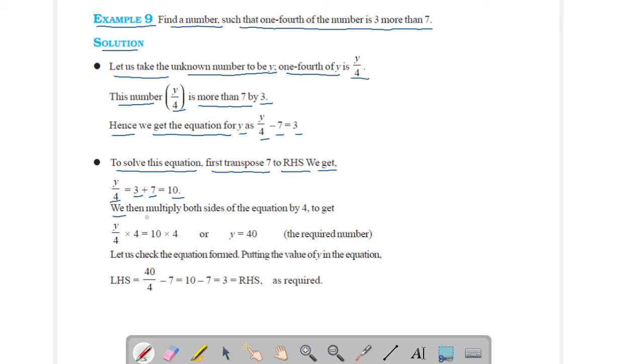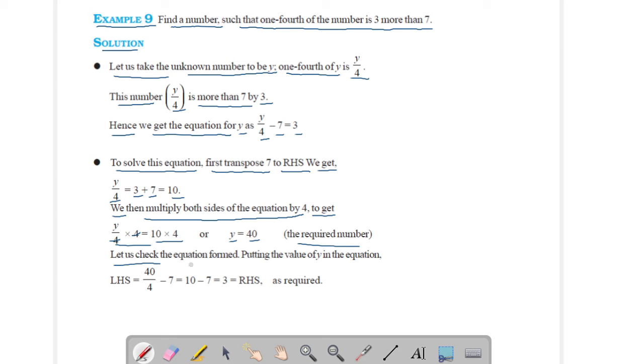We then multiply both sides of the equation by 4. We get y upon 4 into 4 equal to 10 into 4. Here 4 will be cancelled by 4. What is left? y equal to 10 into 4. It is 40. This is the required number.